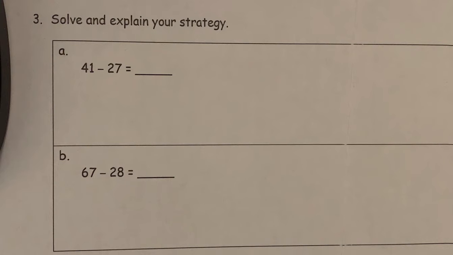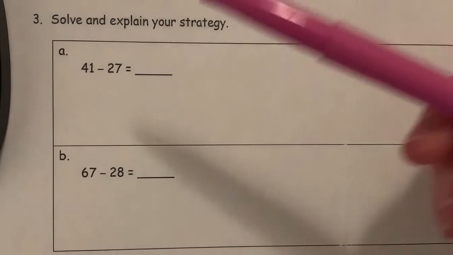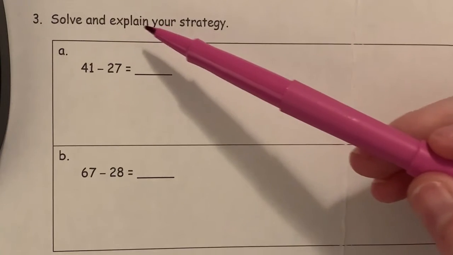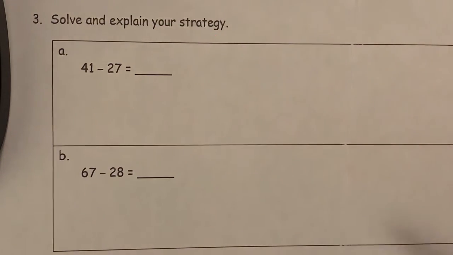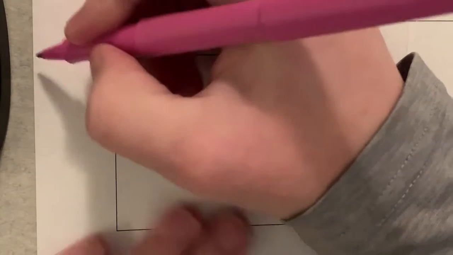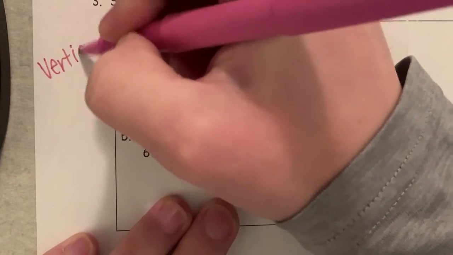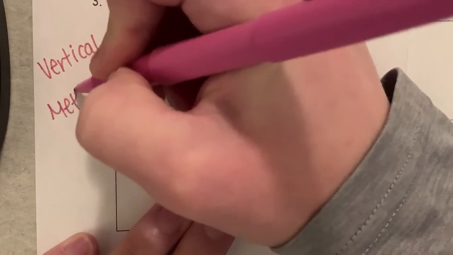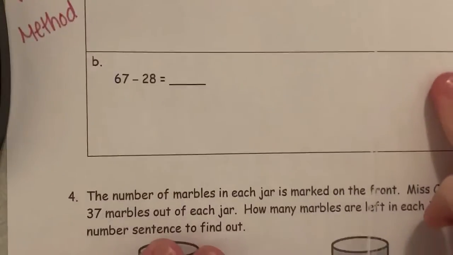Today for math, you watched the lesson 11 math video on representing subtraction with and without the decomposition of 110 as 10 ones with manipulatives. So we're going to be going through a couple questions here for the lesson 11 homework from the lesson. We're going to start out with number 3 here, which says solve and explain your strategy. For both A and B, we're going to do the vertical method.